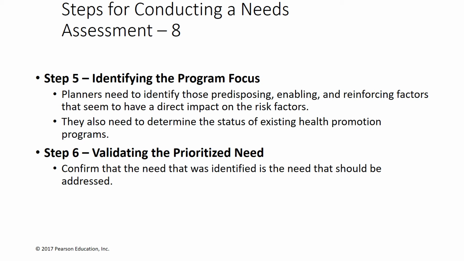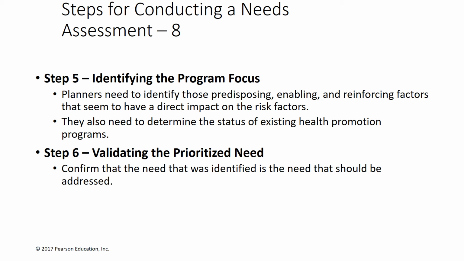Step 6, validating the prioritized needs. All right, so you've gone through your needs assessment, and out of that, you've identified the priority that you want to focus on. Are there any other sources of data or existing studies out there that support your finding that this is indeed a prioritized need? Okay, we would call that concurrent validity.